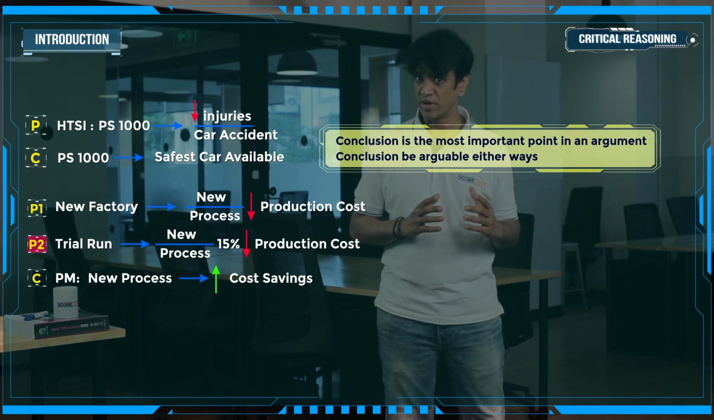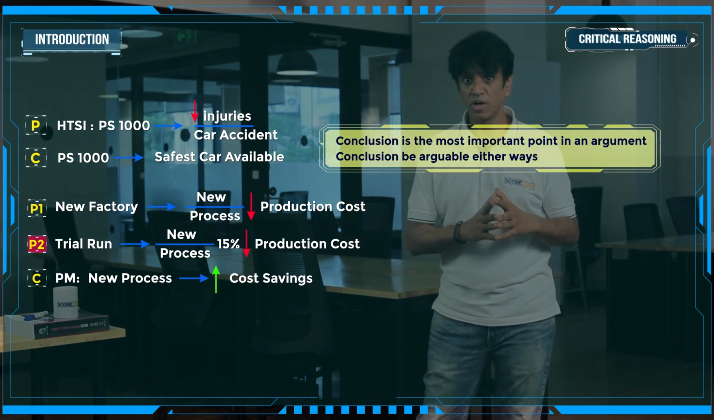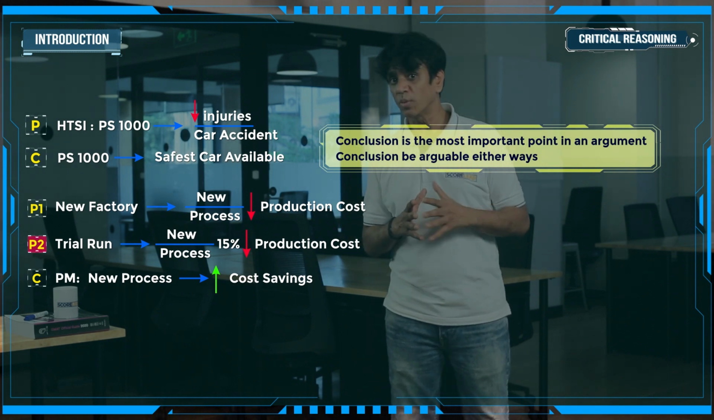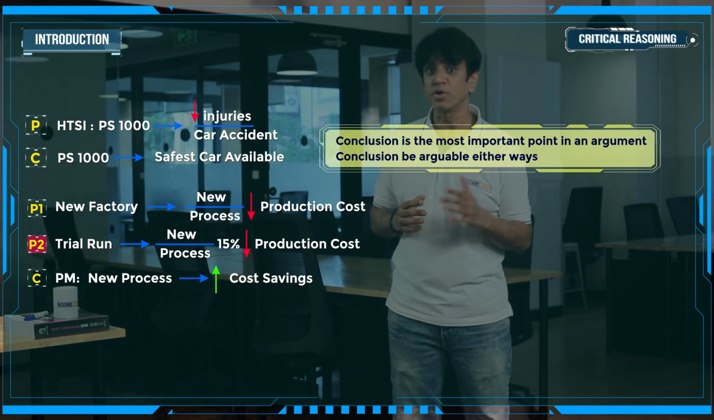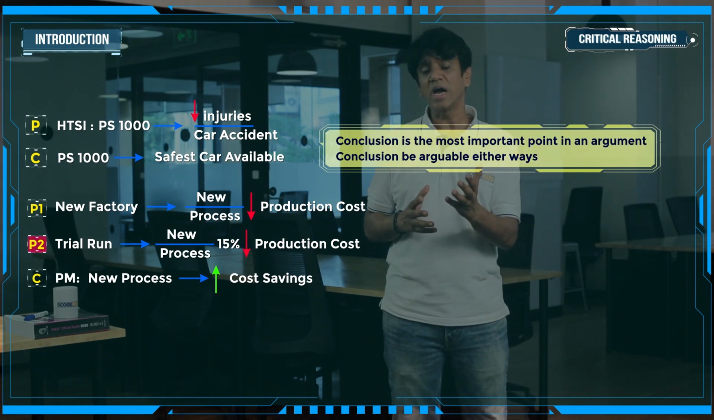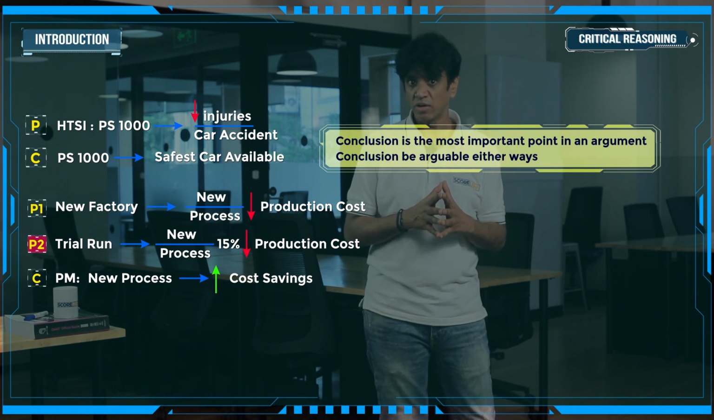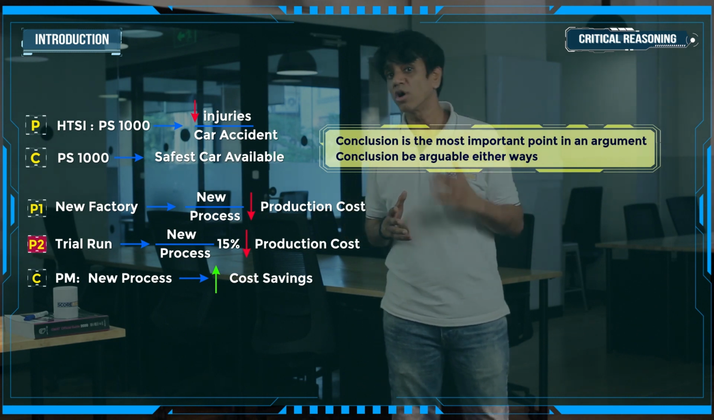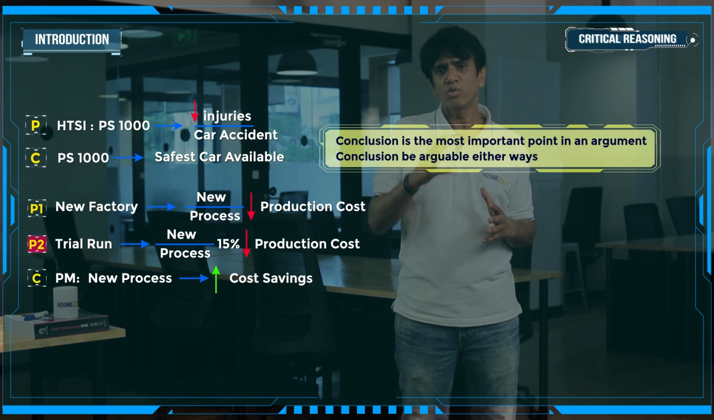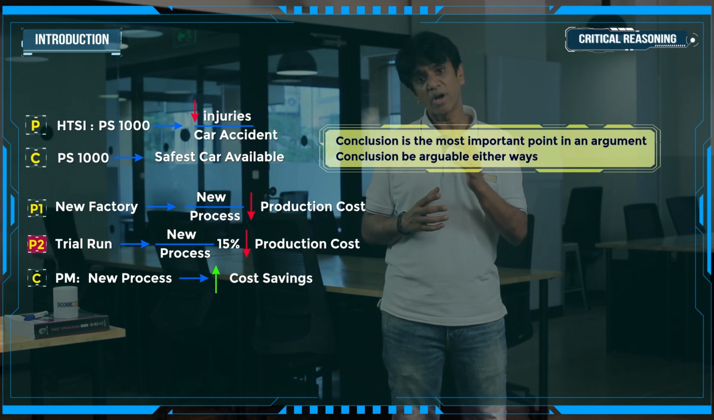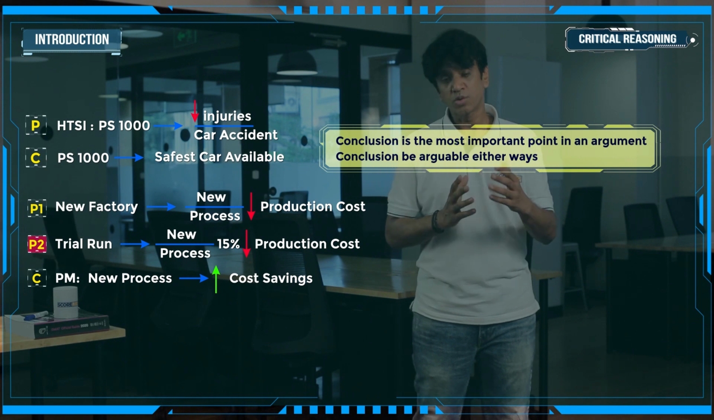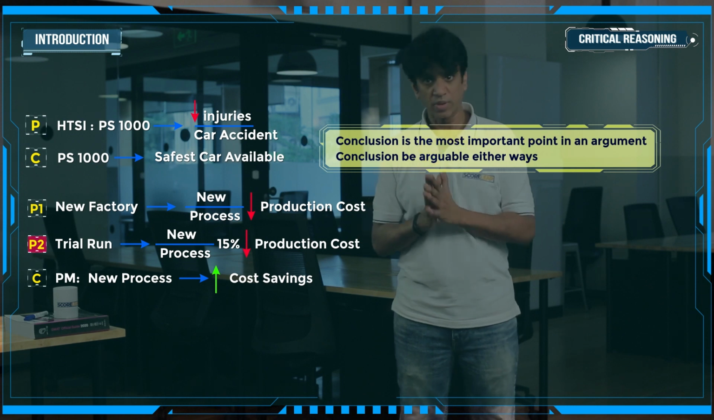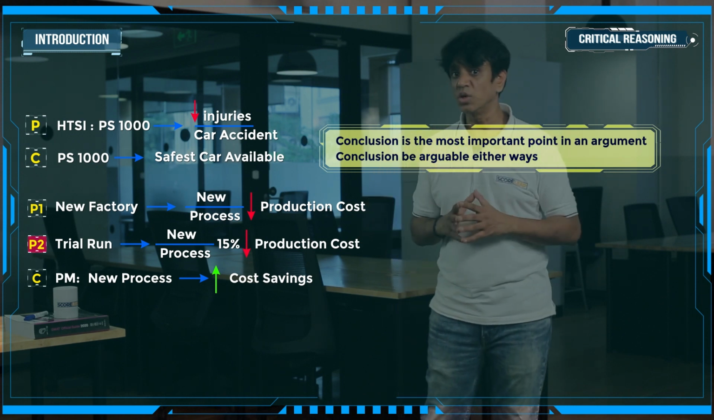What do I mean by that? For instance, in the previous argument, where production managers concluded that the new process did produce cost savings, we can argue with the production managers, saying the new process did not produce cost savings. During the same time when the factory was implementing the trial run for the new process, maybe the raw material cost would have come down, maybe the labor cost would have come down. There could be so many other things that would have happened during the same time that might have created the same result. So here we can definitely argue with the production managers. The conclusion is certainly arguable. Perfect. So that's how the conclusion should look. Is that clear?